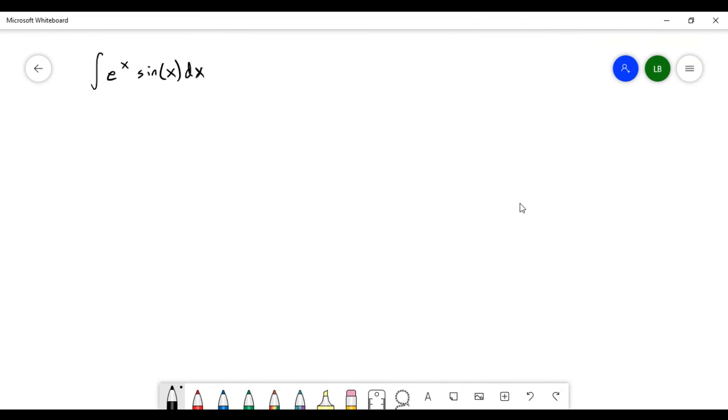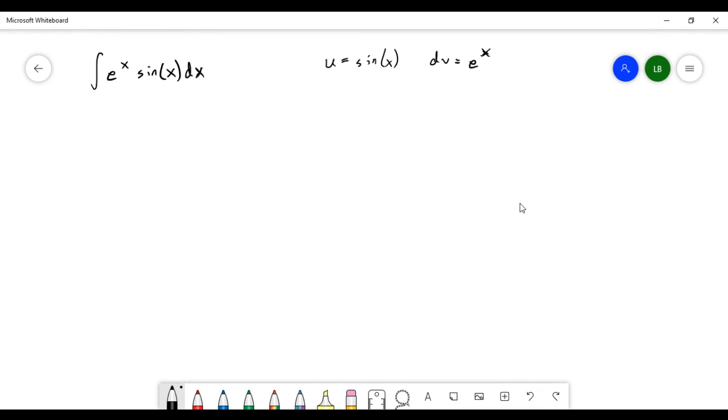First we need to decide what u and dv should be. And in this one, it really comes down to which one do you prefer to take the derivative of versus which one do you prefer to integrate. I'm going to let u be equal to sine of x because I'm more comfortable taking the derivative of sine than integrating. And also e to the x is really easy to integrate.